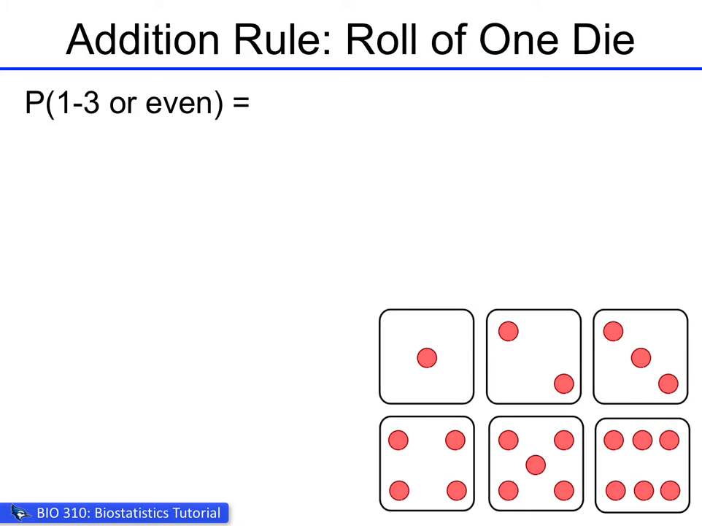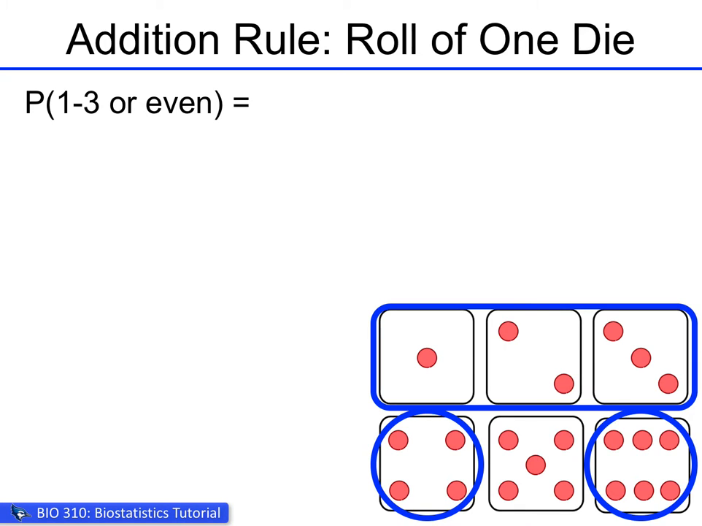All right, now let's consider a slightly different case. Here, we want to know the chance of getting a number 1 through 3 or an even number. So we would write it like this. There are many ways that you could write this, but when you are doing your problems, you want to make sure that it is clear what you mean in these parentheses. So here I've said P(1 through 3, or even).